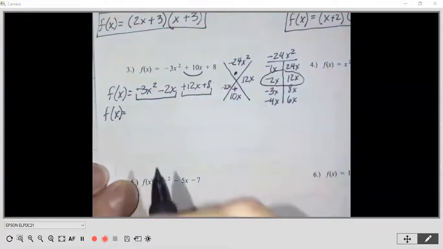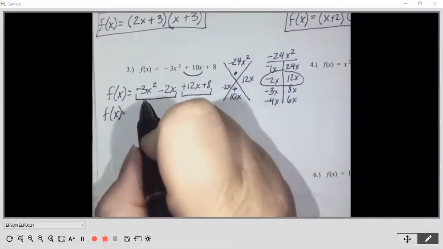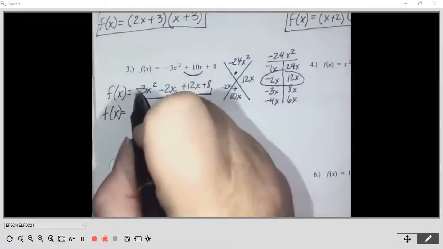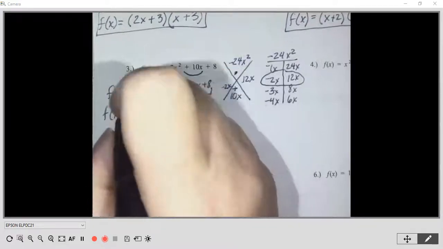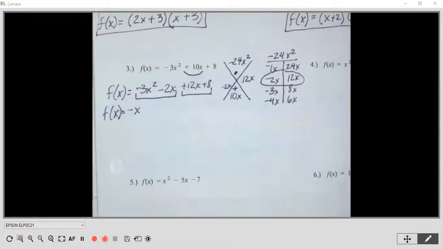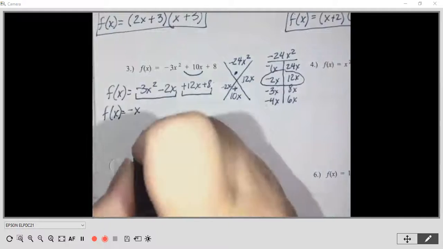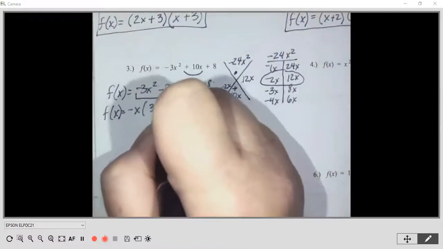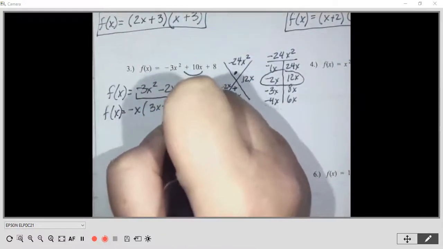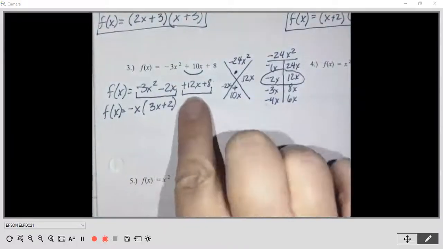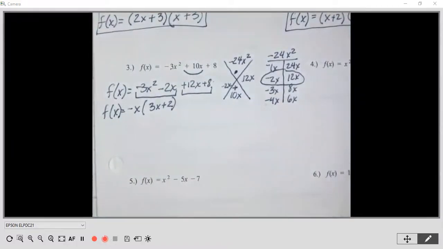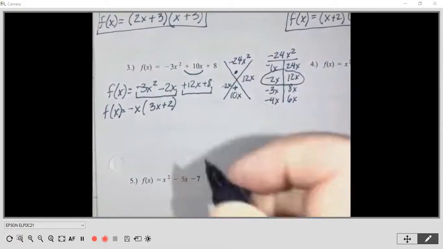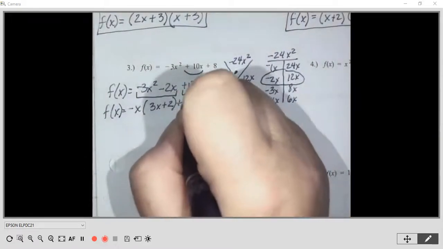Okay, so I look at negative 3x squared and negative 2x. I want to factor out the negative and I want to factor out the x. So negative x. And then when I factor out the negative x, I'm left with 3x plus 2. Then I come over to my second group. What's the GCF of 12x plus 8? Well, that's a positive 4, so we'll say plus 4.